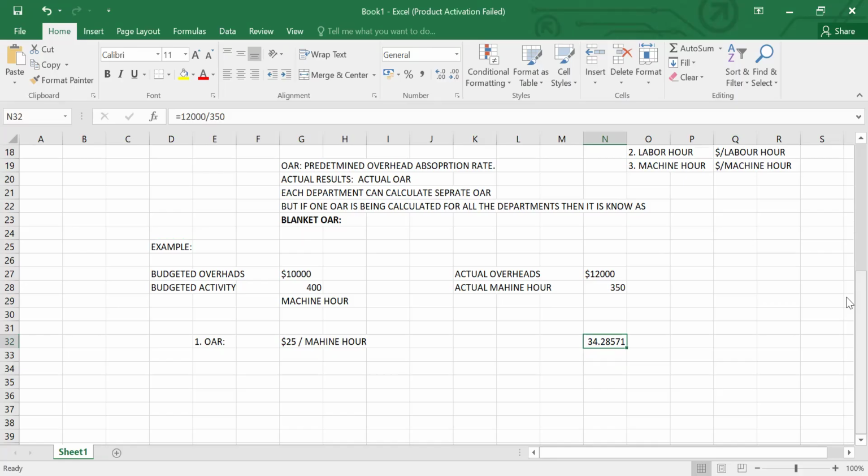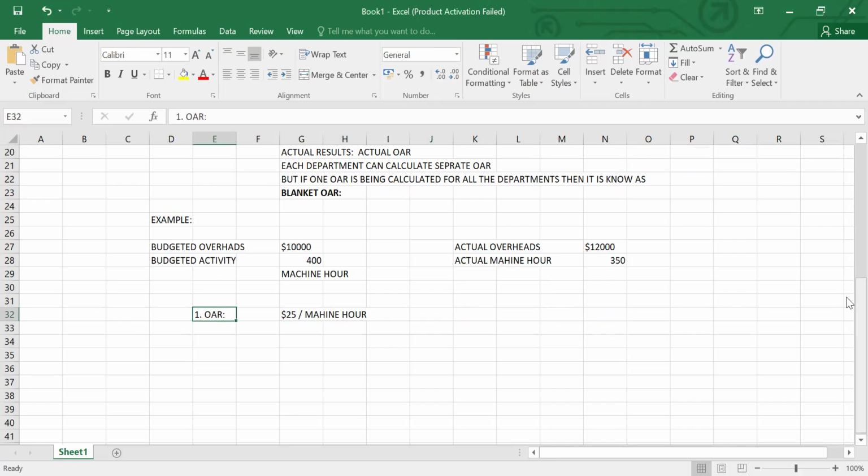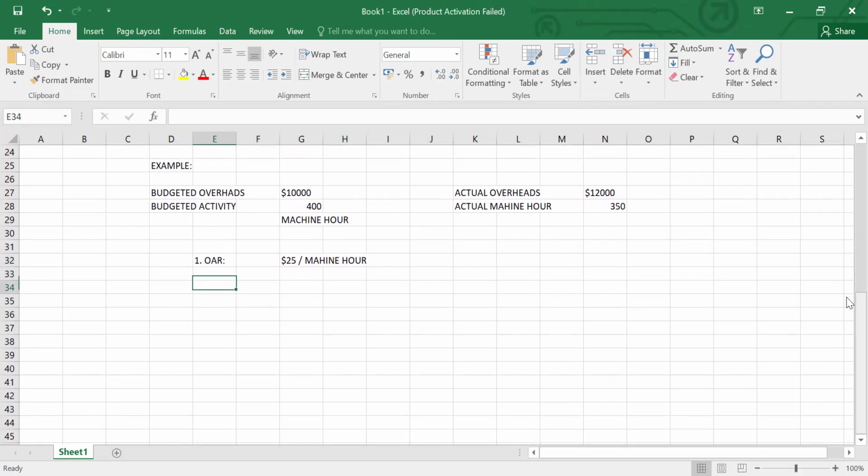So I am going to see how much my budgeted results differ from my actual results. I am going to use a three-step approach. Number one, calculate OAR. Then in the second step, I calculate absorbed overhead.